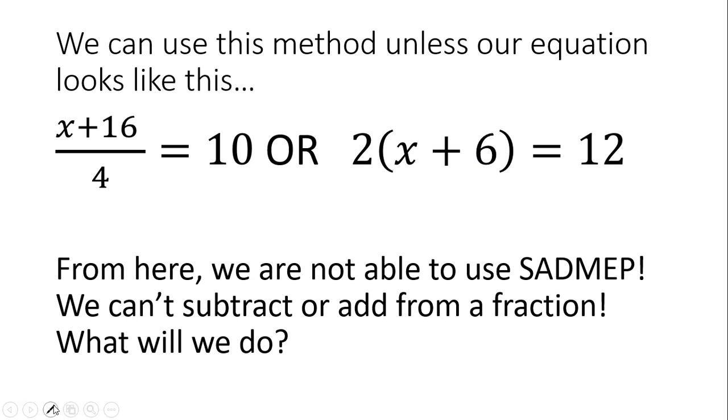This is our distributive property. So this actual equation is not 2x plus 6. It's actually 2x plus 12. Okay, so that's one of the reasons why we can't just use our SADMEP method here, is because we have a little bit of a problem. We have these coefficients. That's what we're going to call them. We have the denominator here, and then we have this coefficient here that's kind of messing us up. So let's figure out how we're going to deal with that.